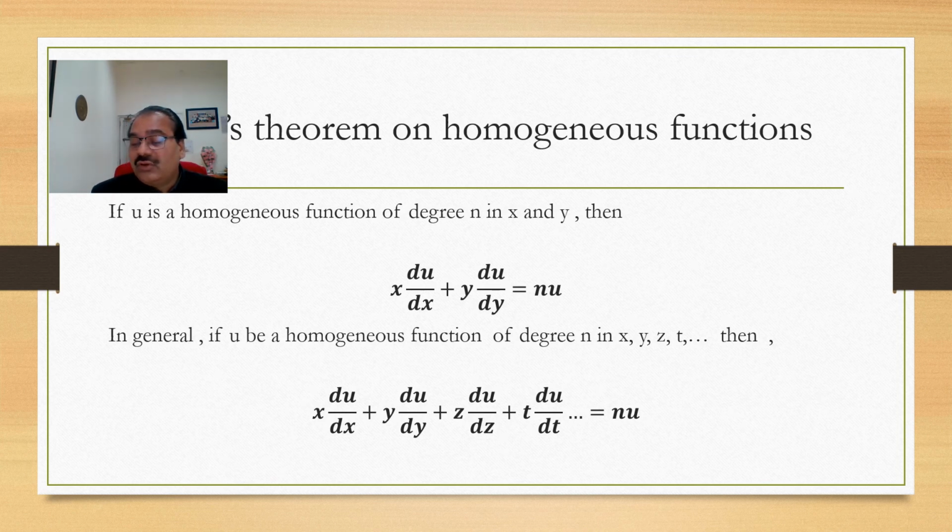Your attention is required on this theorem, Euler's theorem on homogeneous functions. If u is a homogeneous function of degree n in x and y, then x du over dx plus y du over dy is equal to n u. You must remember first this definition. In general, if u is a homogeneous function of degree n in x, y, z, and so on, then x du over dx plus y du over dy plus z du over dz plus t du over dt is equal to n u. So this is the general definition.